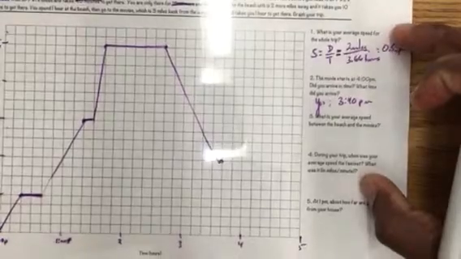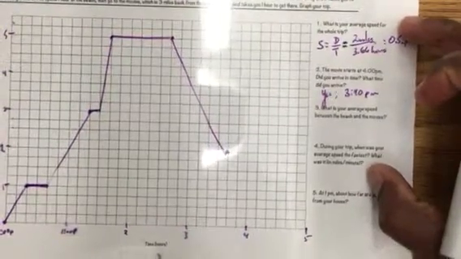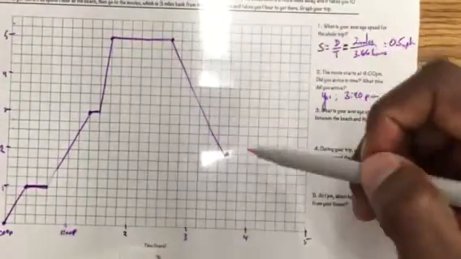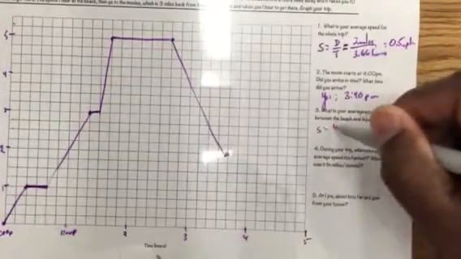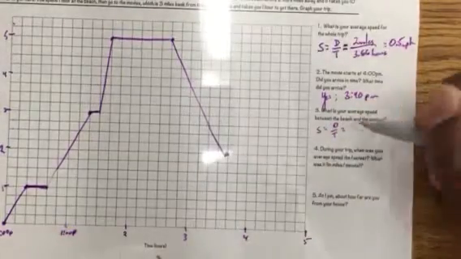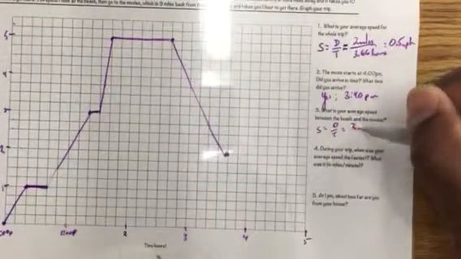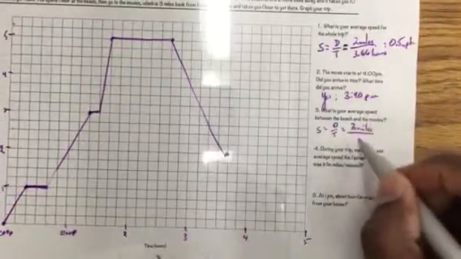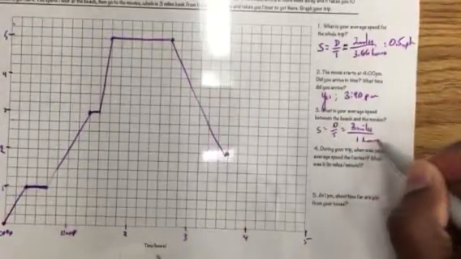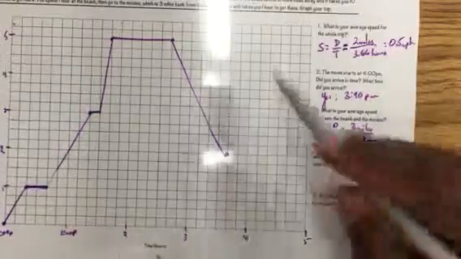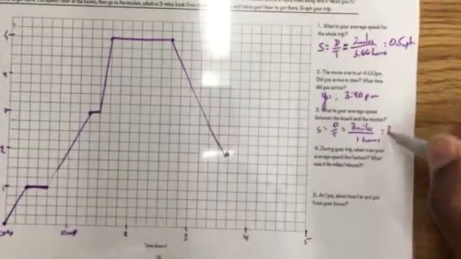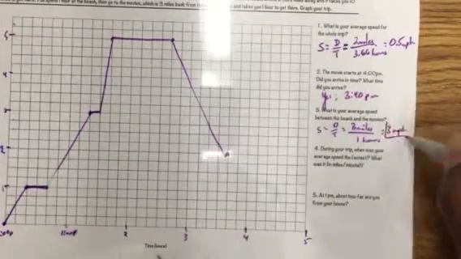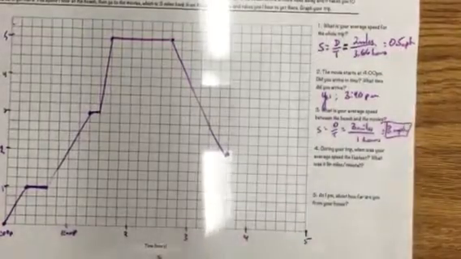Now, it says, what was your average speed between the beach and the movies? Meaning when we left the beach and went to the movies. Okay, again, we know that speed equals distance over time. We know that the distance away from the movies was 3 miles. And the time it took us to get there was 1 hour. So between the movies and the beach, we went 3 miles per hour, because 3 divided by 1 is 3.